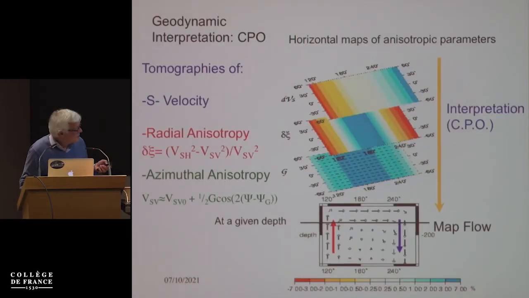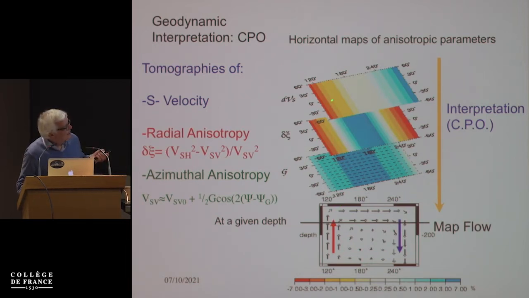Okay, so a simple interpretation in the case of CPO, which is very easy to understand. From anisotropic imaging, we have 3 different kinds of maps, and if we imagine that we have a convective cell with upwelling and downwelling, I show some horizontal cross-section here. And of course, we have SV velocity, radial anisotropy, and azimuthal anisotropy. And so if we have these 3 pieces of information, we can map the upwelling and the downwellings.